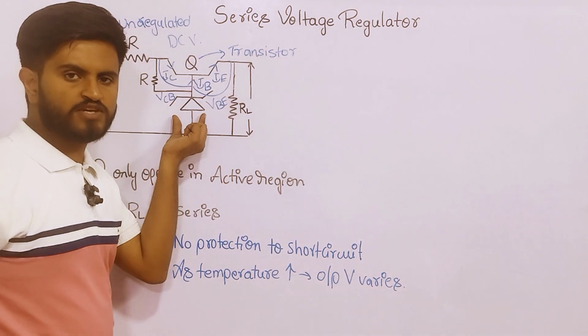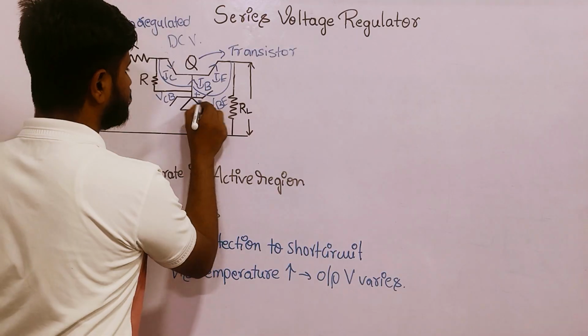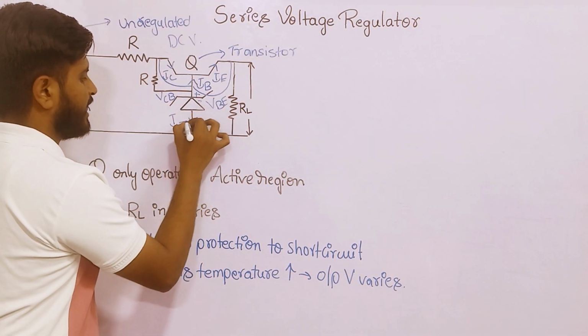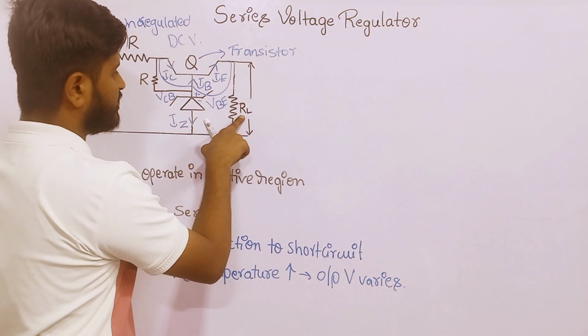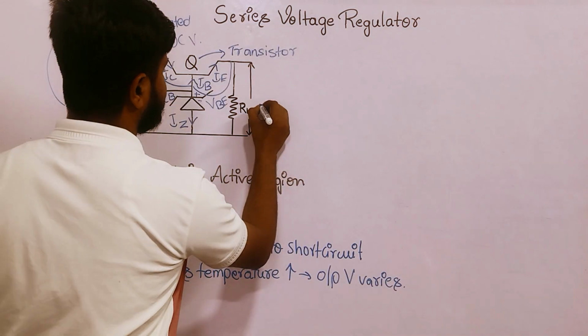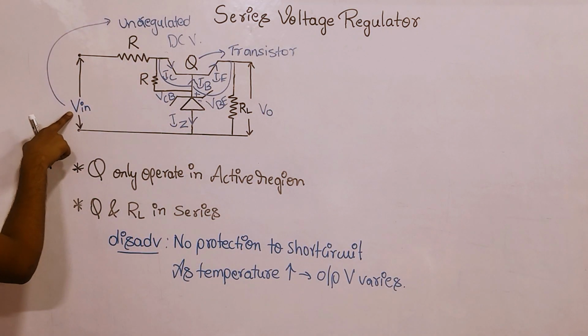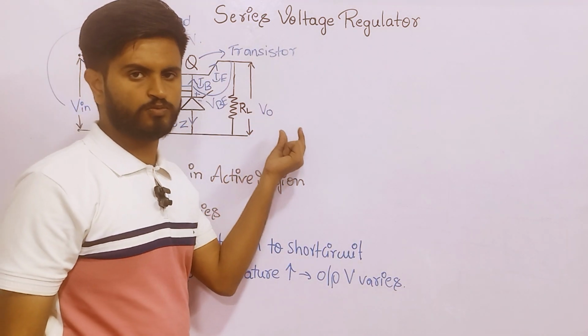And here we are using a Zener diode, so current will move from plus to minus, IZ. IZ means Zener current. Here I am using the load resistance RL and output voltage V out. Here V in, which is the unregulated DC voltage, after regulation we will get V output.